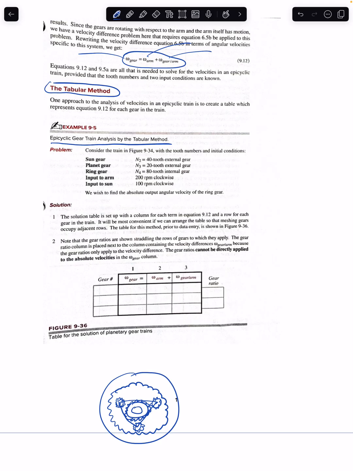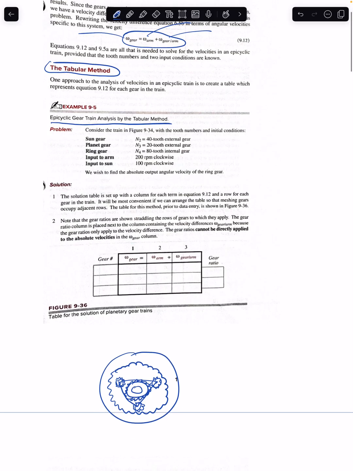But we all know that for an epicyclic gear train, we have this picture you see below. I just tried to draw a simple diagram of what we call an epicyclic gear train, and we have this particular member. This external surface is what we call the ring gear.